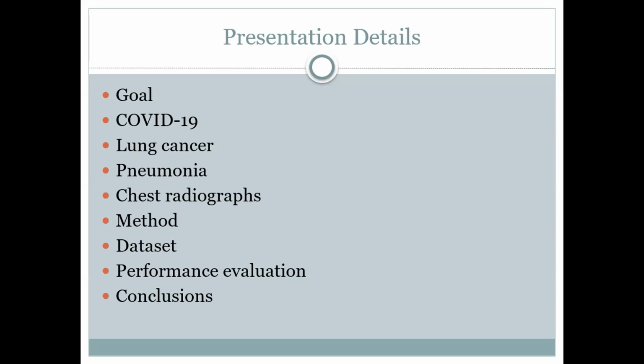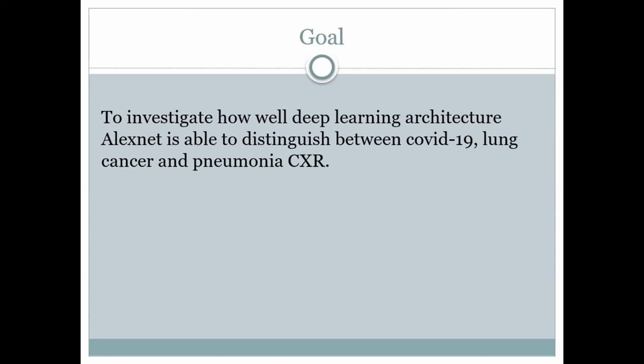So the goal of this presentation is to look at COVID-19, lung cancer, and pneumonia, because we are using three different diseases in this instance to verify if AlexNet could also distinguish between these three from their chest radiographs. We're going to look at the methods and the data sets we use, the performance and evaluation, and then the conclusion. Firstly, we want to investigate how well a deep learning architecture like AlexNet is able to distinguish between COVID-19, lung cancer, and pneumonia from their chest radiographs.